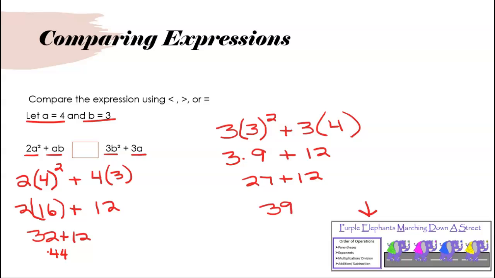So look here, we have 44 and 39. So 44 is greater than 39. So that means our expression on our left is greater than the expression on the right, because 44 is greater than 39. Let's do a couple more.